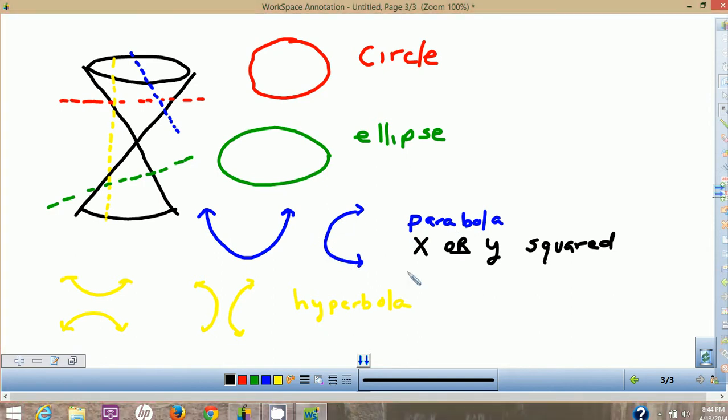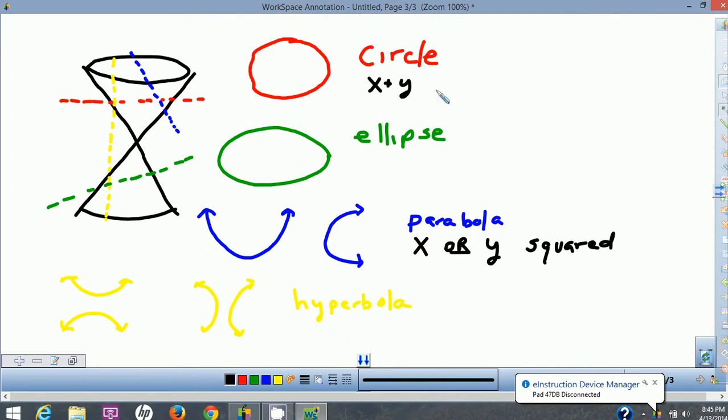But what about the rest of these? If I have an equation where x and y are both squared, I have x squared and y squared in my equation, and they both have the same coefficient, then I'm going to end up with a circle. Now, what happened to the words here? I lost my pen. So let's see if I can draw this here. x and y are both squared.